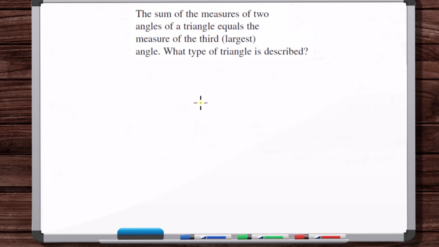Well, we know that's going to be a right triangle. A right triangle is unique in that if you sum the two acute angles, you get 90, right? The sum of the measures of the acute angles is equal to 90. So they're talking about a right triangle here. That's the only case where this happens.